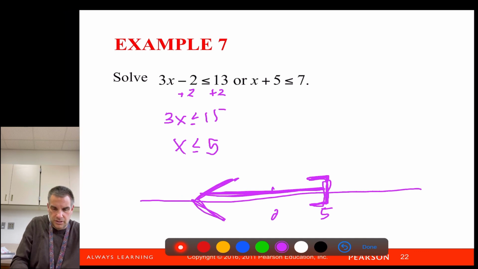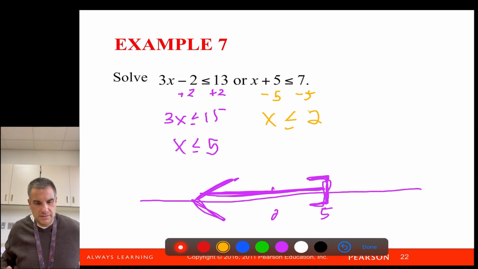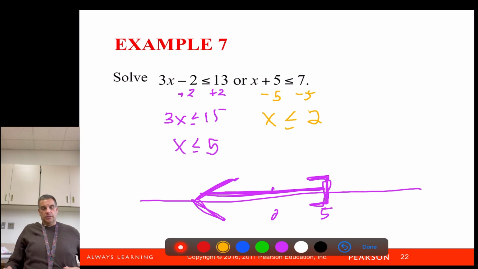I'm going to change colors. Yellow sounds good. Subtract 5. So x to 2. Okay, now it says x is less than or equal to 2.